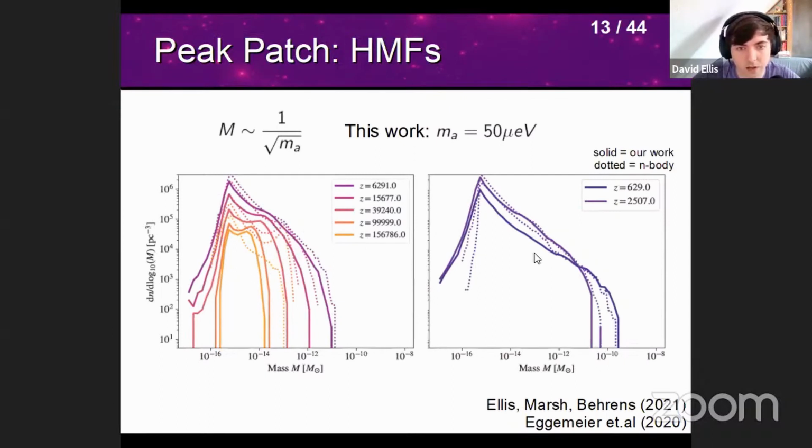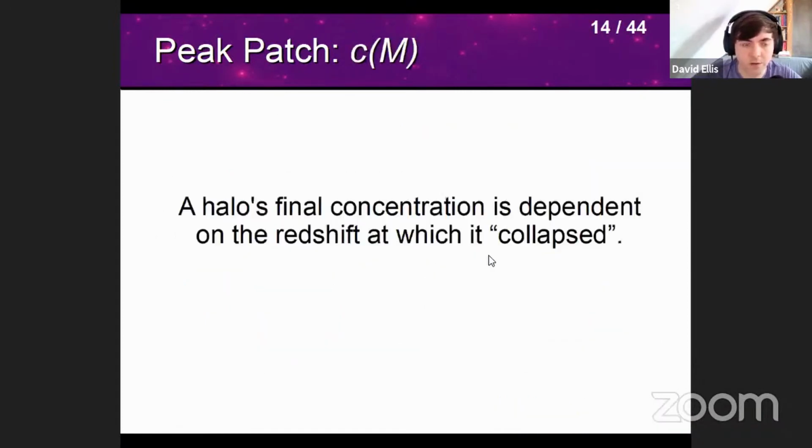Okay, so that's all well and good, but we could basically have done this using Press-Schechter. What's more interesting now is trying to use Peak Patch to estimate the concentrations of these objects. It's been known for a while that the concentration of a halo is somehow dependent on the redshift at which it collapsed. What does it really mean to be collapsed?